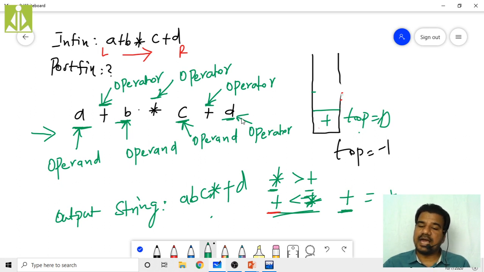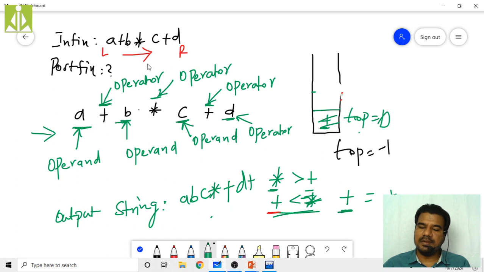Next, we have the null character in the string. That means we have to terminate our scanning operation. Whenever we see the null character in the input string, we have to stop the scanning operation. Before stopping the scanning, we have to pop all the operators from the stack and add them to the output string. We have only this plus now in the stack. Pop it and add it to the output string.